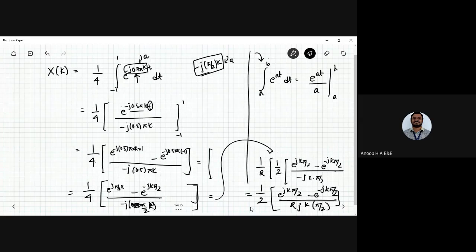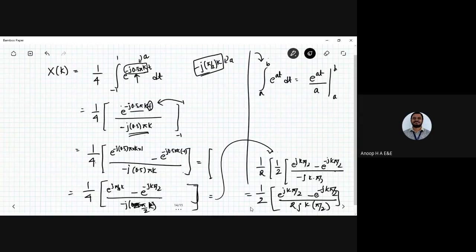Now if I substitute the limits here, I can write this as 1 by 2 into 1 by 2. So carefully evaluate the limits here. The limits have to be applied for t. There is no other t term, so the denominator does not have any other t term. Small t will be present in the numerator itself. That's the reason why I am writing it like this.